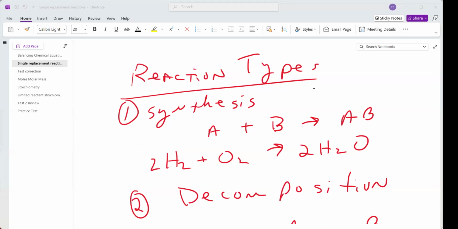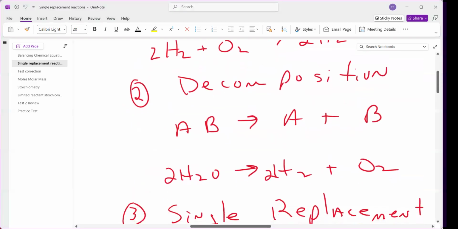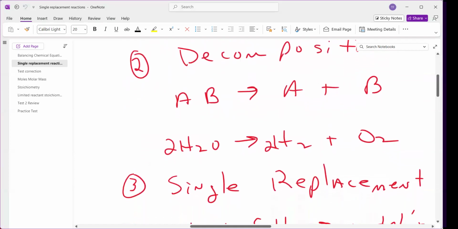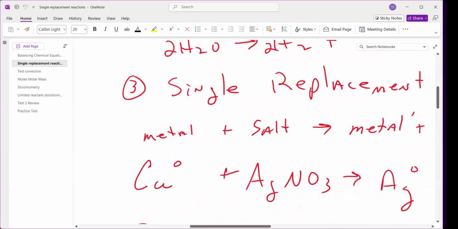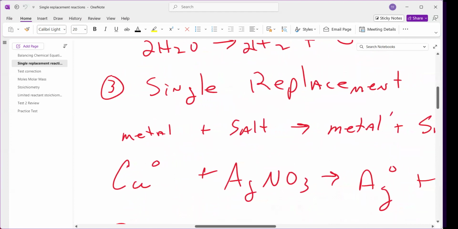Okay, the opposite of synthesis is decomposition. So we can take water apart, just like we put it together. We end up with hydrogen gas and oxygen gas. There's something called single replacement. That's what our lab's going to be about today and tomorrow.